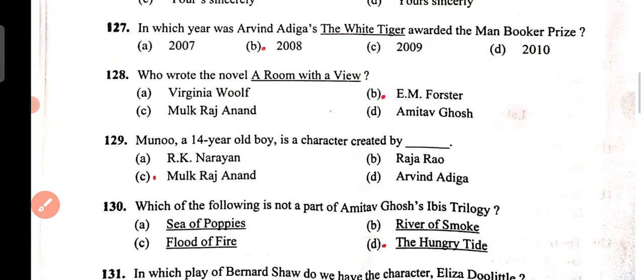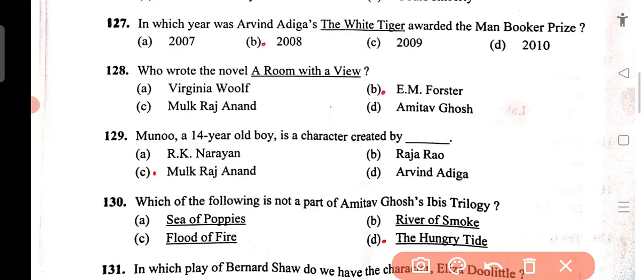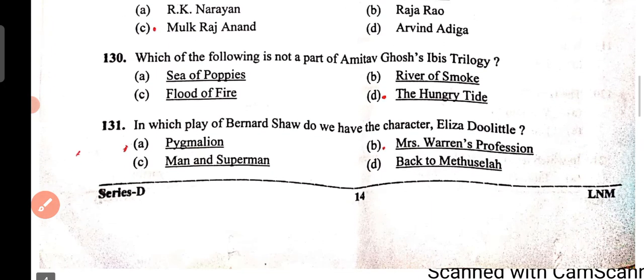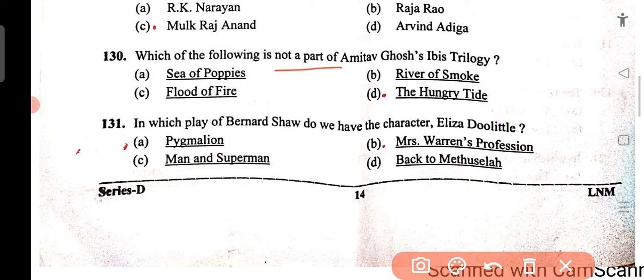Now the next, 129. Munnu, a 14-year-old boy, is the character created by Mulk Raj Anand. Now the next question number 130. Which of the following is not a part of Amitav Ghosh's trilogy? So its answer will be option number D, The Hungry Tides.